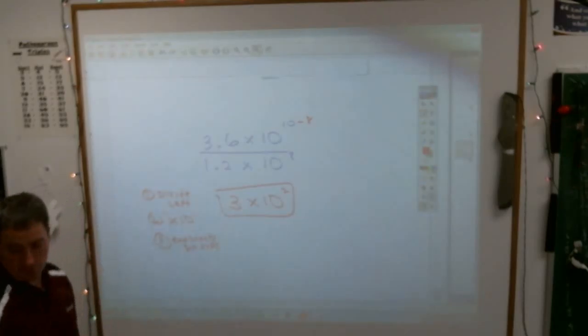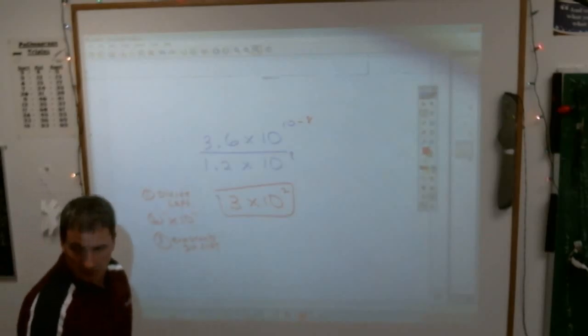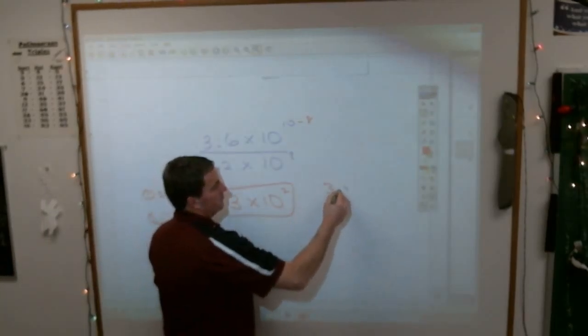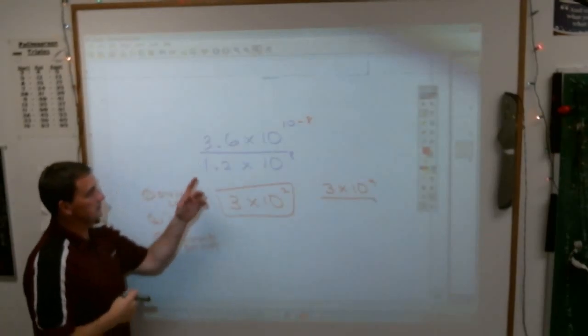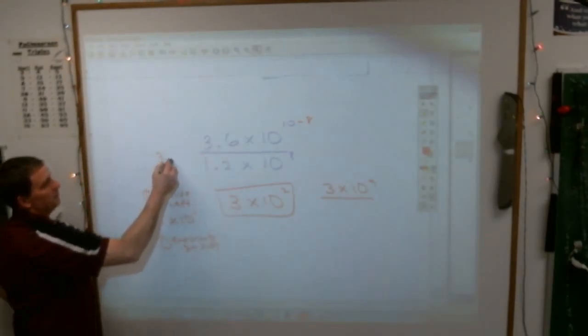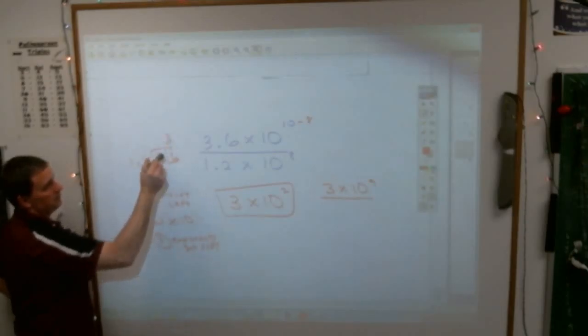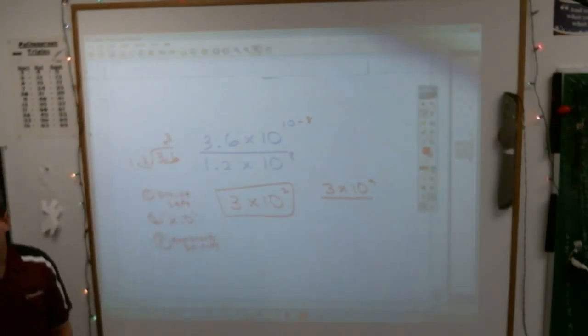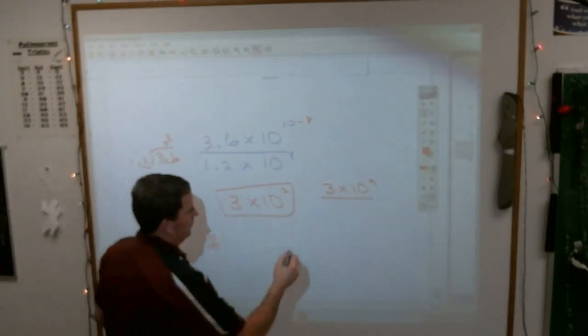Right out of the book, here's one. 3 times 10 to the... does somebody have a question? Brooke? How did I get 3? If I take 3.6 and divide it by 1.2, with the decimal, it's going to be 3. 12 into 36 is 3 times. This one will be a little clearer. 8 times 10 to the 4th.